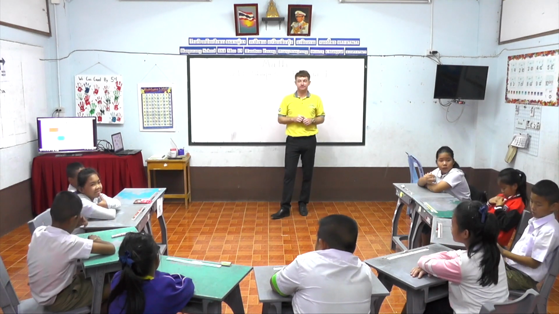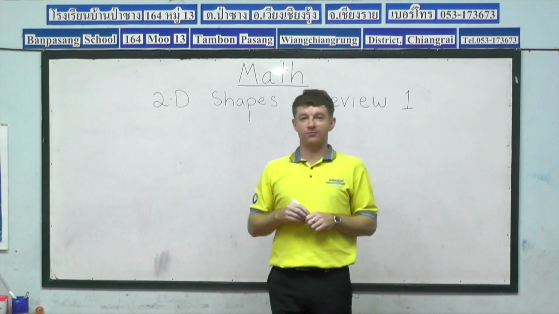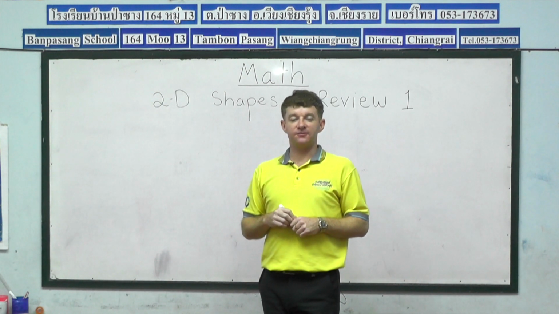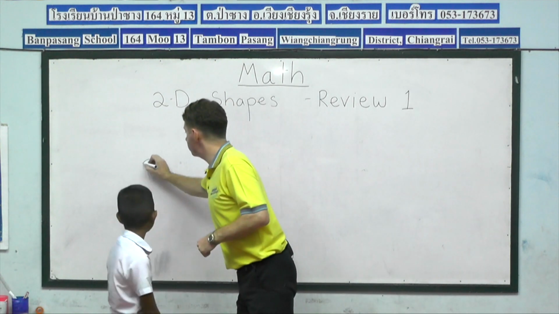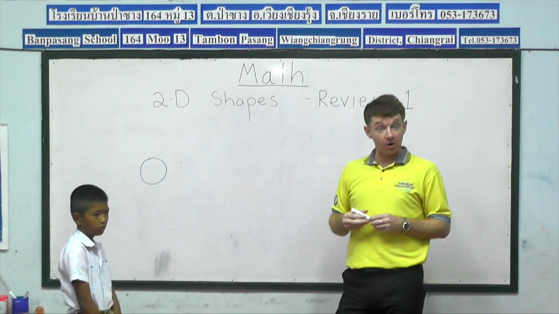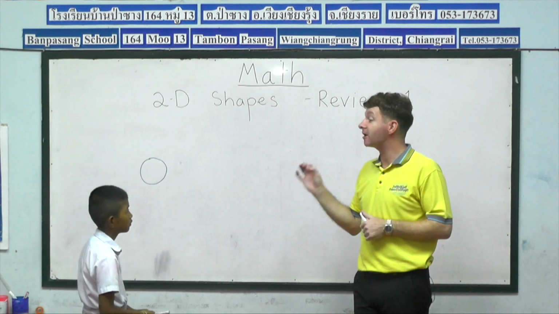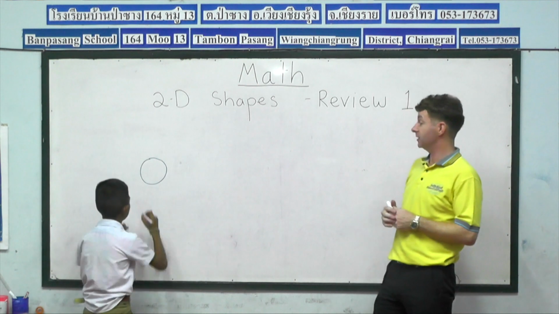Who has the pen? Okay, Pat, come and join me at the front. So let's see, the first shape we learnt about. Who can remember what shape this is? Circle. Now, Pat, can you correctly write the word circle underneath?